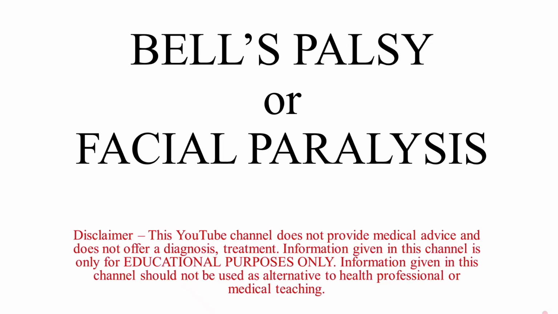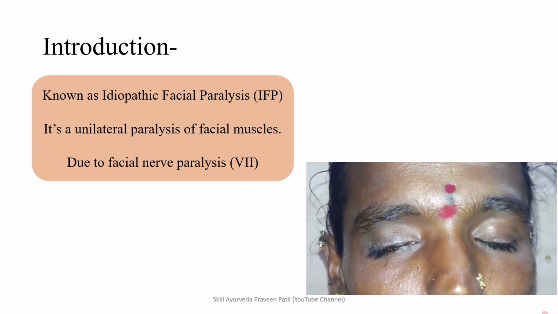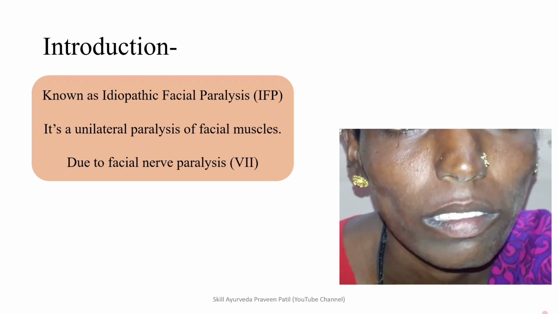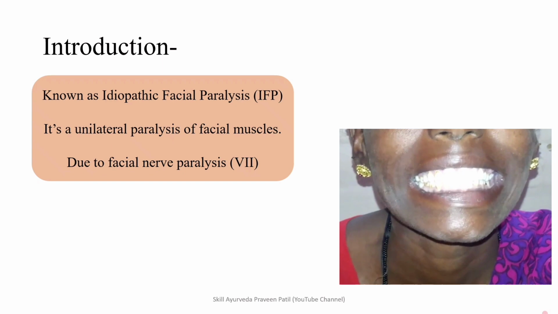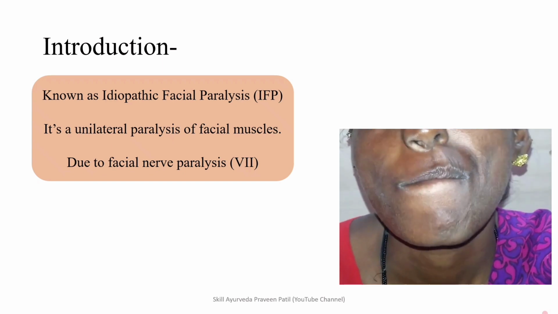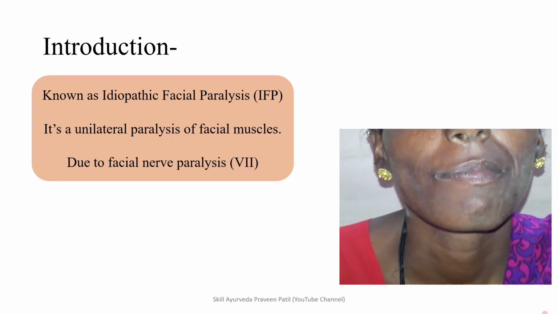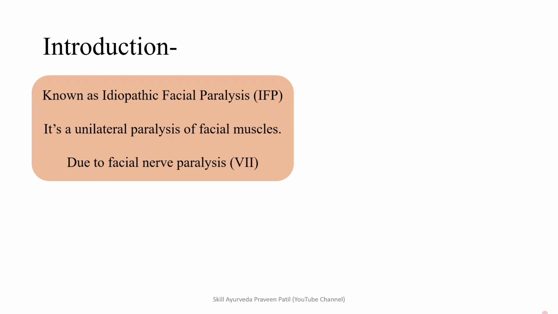Bell's palsy or idiopathic facial paralysis. Introduction: Bell's palsy is known as idiopathic facial paralysis, IFP. Idiopathic means it has no known cause. It's unilateral paralysis of facial muscles due to facial nerve paralysis, that is cranial nerve 7.